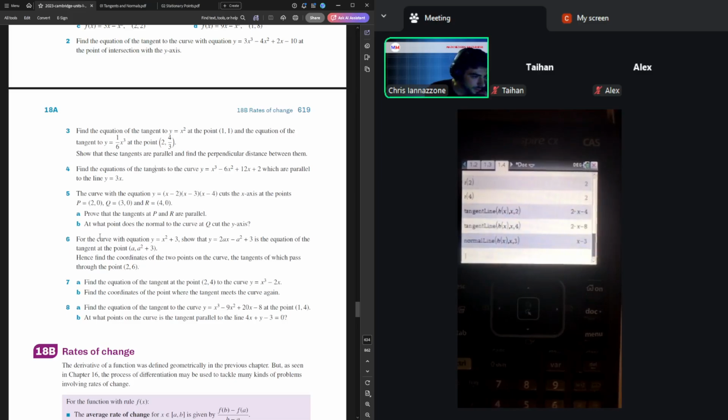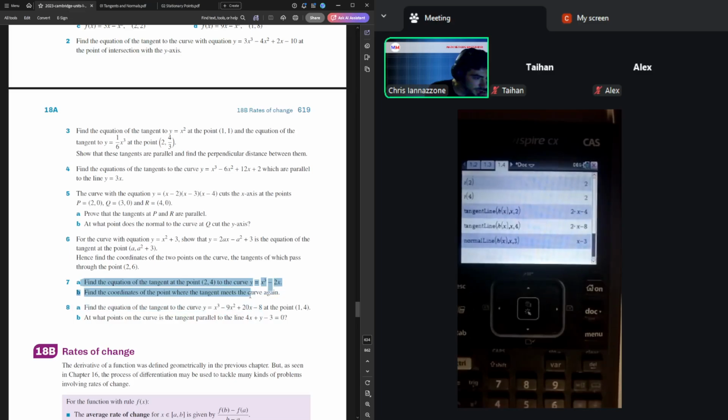Okay, let's see if there's another one. Probably something like this is the other one that's worth doing live. Let me just check these real quick. Find the equation of the tangent, find the coordinates of the point where the tangent meets the curve. I'll just briefly touch on this one.